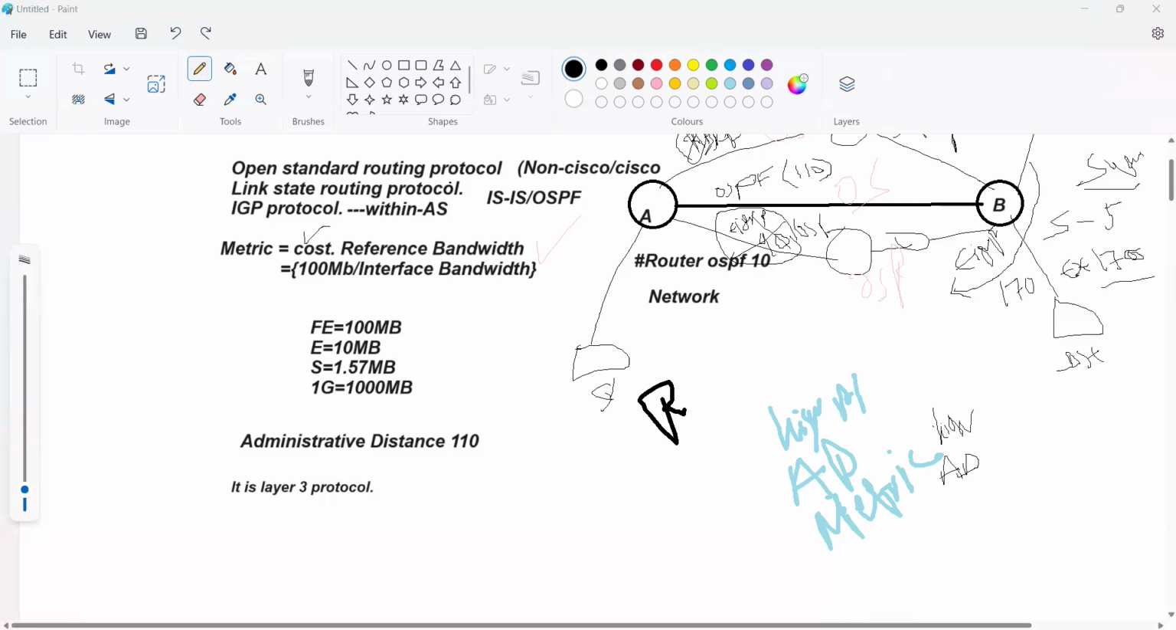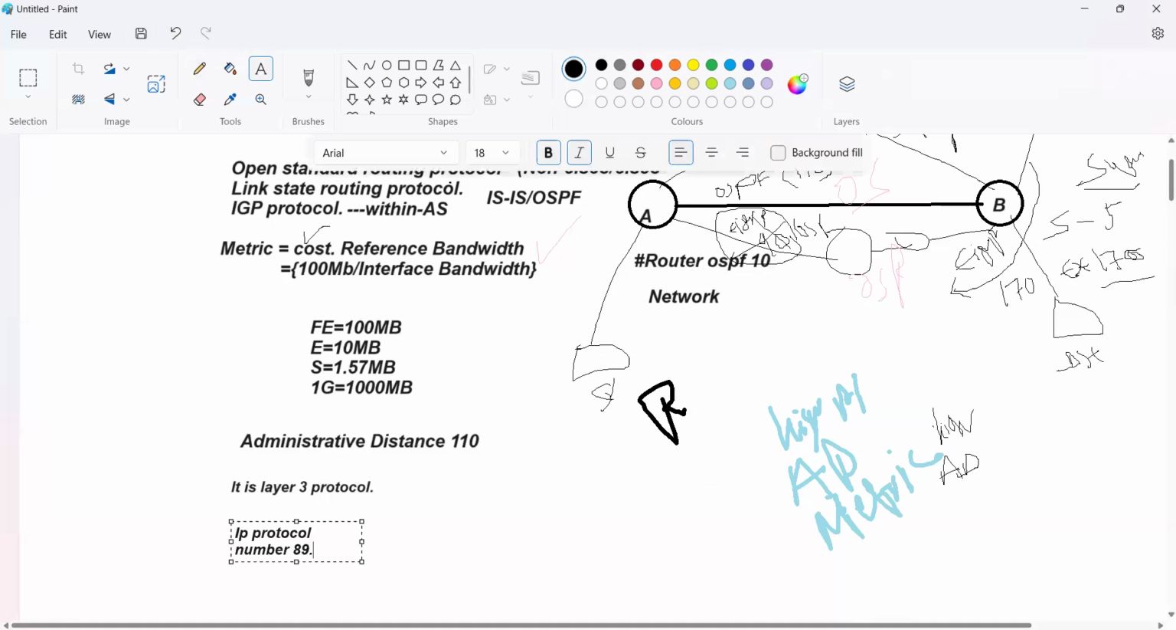And it will use a protocol number. What is a protocol number? It will use a protocol number, that is 89. So what will we do with the help of the protocol number? What is the reason, what is the requirement of the protocol number? To identify the service.